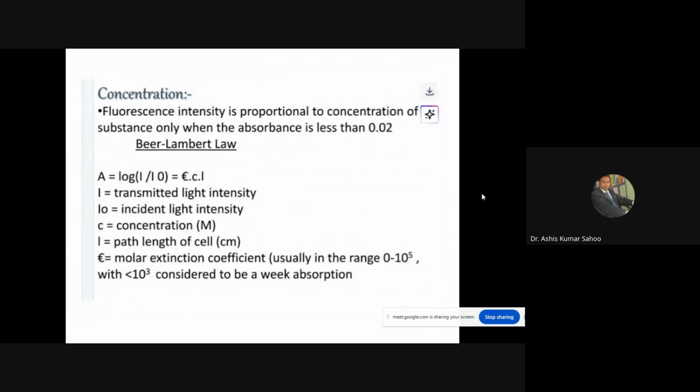So, concentration. Fluorescence intensity is proportional to concentration by using Beer-Lambert's law. Beer-Lambert's law is nothing but A equals epsilon times C times path length. So absorbance depends upon the concentration of the solution and the path length. Here I is the transmitted light intensity, I0 is the incident light intensity, C is the concentration, the path length is the distance traveled, and epsilon is the molar extinction coefficient.